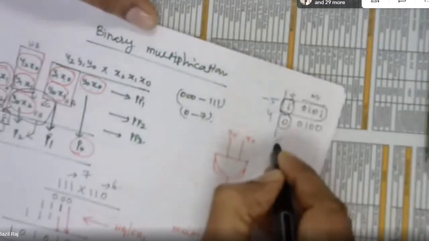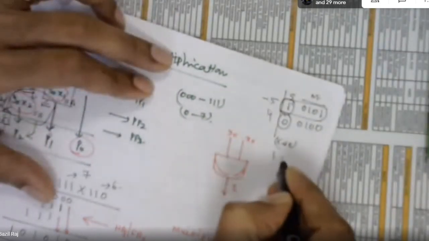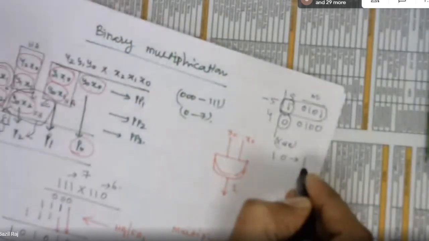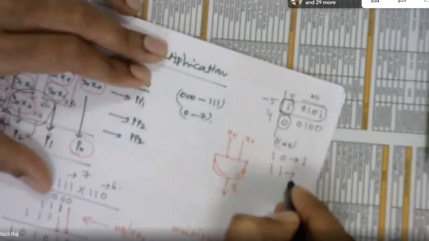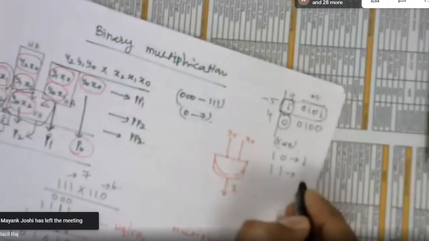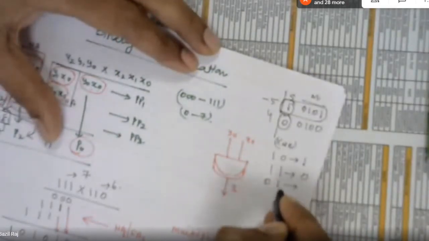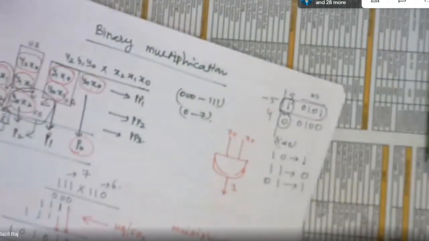So these two will be given into one more exclusive OR gate. If one is 1 and the other is 0, the result will be 1, which means the result is a negative number. If both are 1, both are negative numbers, so the exclusive OR gate gives 0 and the result is a positive number. Or if this is 0 and this is 1, the exclusive OR gate gives 1, so the result is a negative number. So the sign bit will be dealt with separately by the exclusive OR gate. Correct?